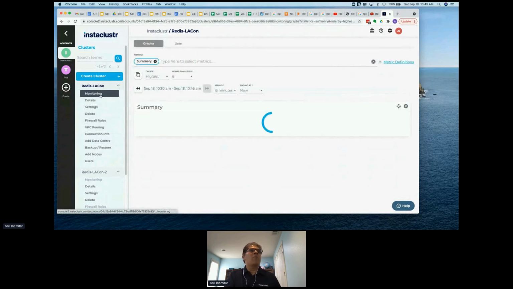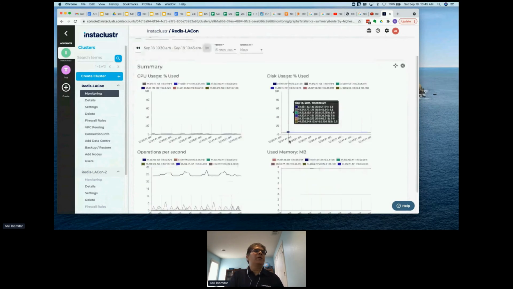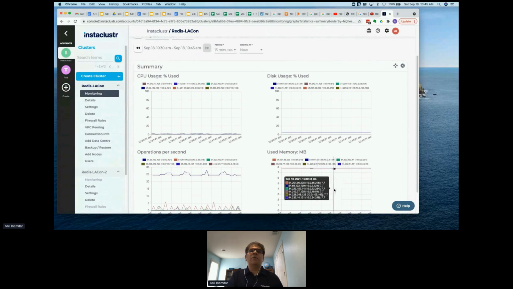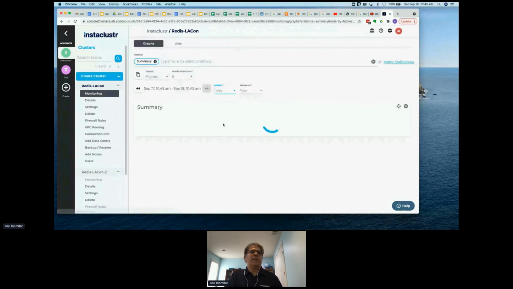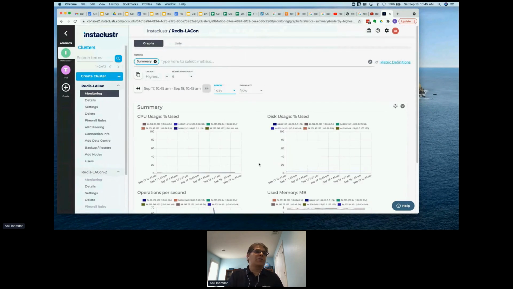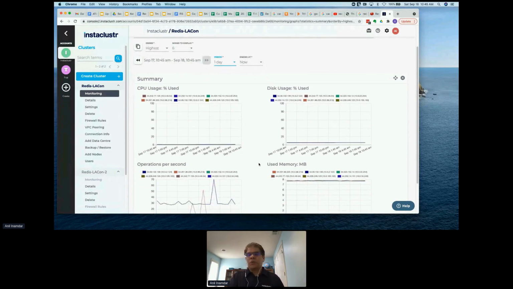You can look at the monitoring. You can look at the CPU usage, disk usage, operations per second, memory usage. You can go as granular as you want: 15 minutes, 1 hour, 3 hours, 1 day, 7 days. It'll keep on changing. Right now, nothing is happening on the cluster, so not very interesting monitoring, but I'm just trying to show you how easy it is to look at this.